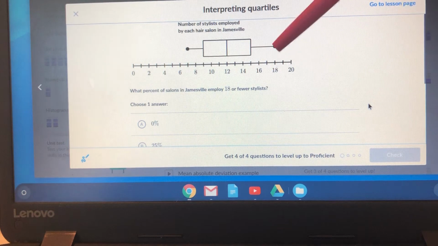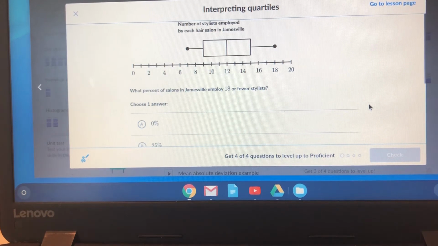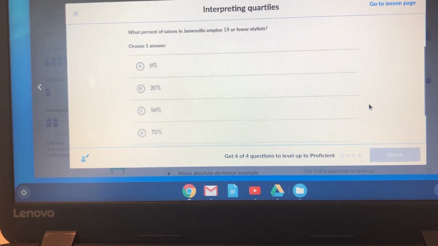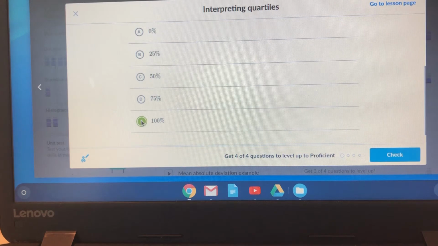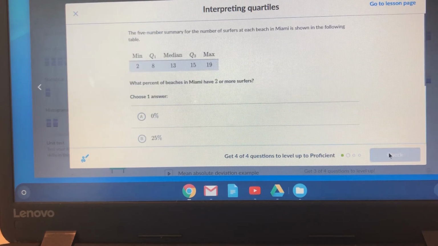So here is the 18. So the 18 is here at the maximum. That means all of them, okay? So 100% of the salons employ 18 or fewer stylists. That was all of the data, okay?